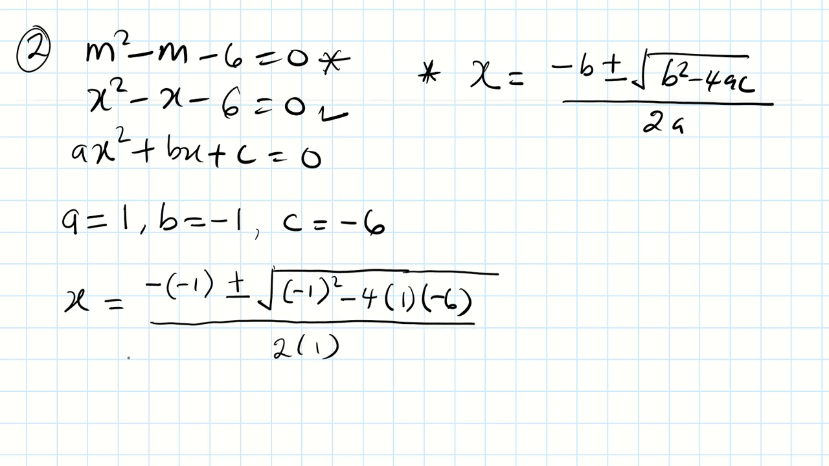Now, the next thing we do is say x is equal to minus times minus is plus, so we have 1 plus or minus the square root of minus 1 squared, which is 1, minus times minus is plus, 4 times 6 is 24.